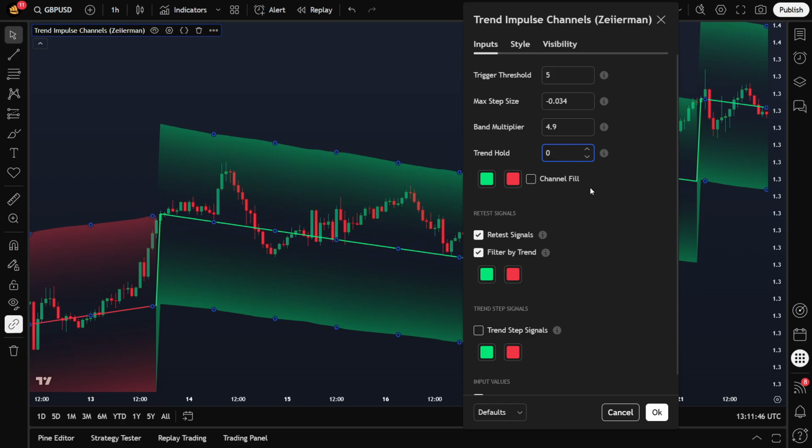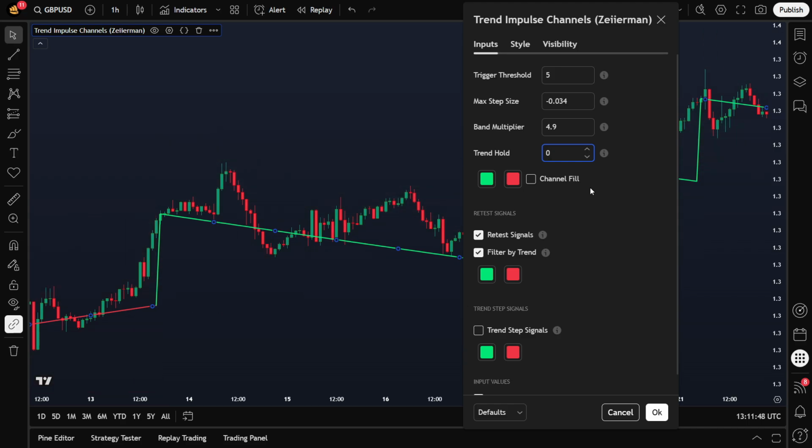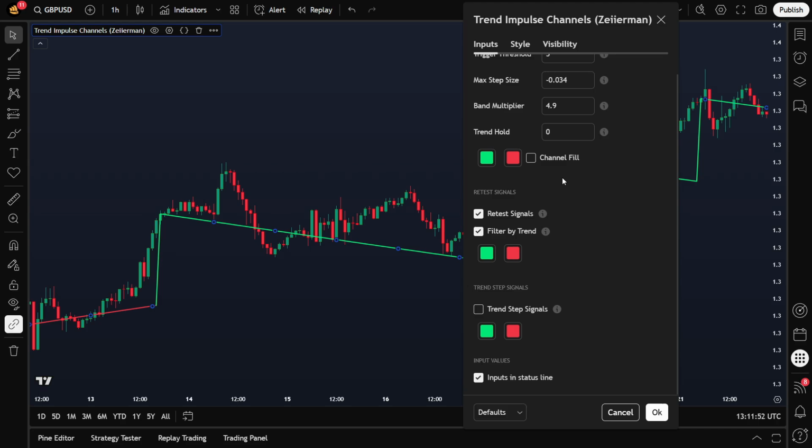This is really helpful for avoiding those annoying whipsaws where price flips direction too quickly and gives you false signals. And finally, there's the trend filter option.